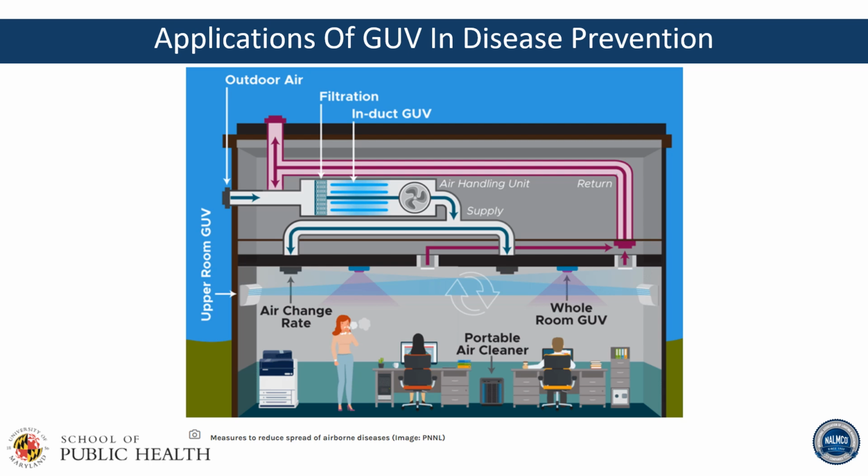Applications of GUV in disease prevention can be found in many different places. For example, GUV can be used in duct systems to treat the air. It can be used in upper room GUV systems where the upper air in a room is treated. It can be found in whole room GUV systems that in a sense shine downward and treat air and can also treat surfaces at the same time.